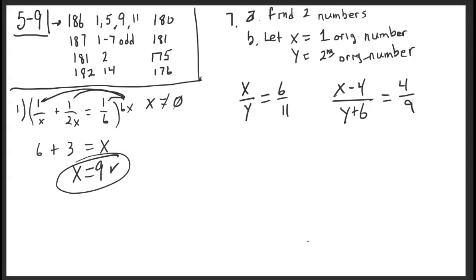Okay, so one of the things that you should know whenever you have two fractions that equal each other, you can cross multiply. In other words, 11 times x equals 6 times y. Right? So you can do the same thing over here, cross multiply. You got two equations, two variables, you can solve. Okay, so that got that problem set up for you.